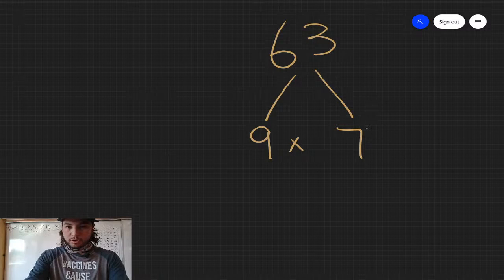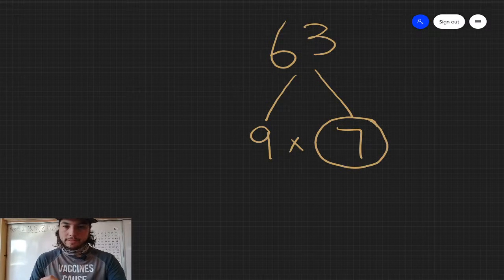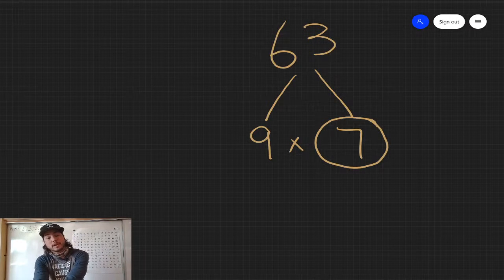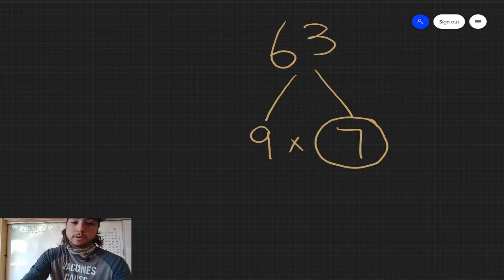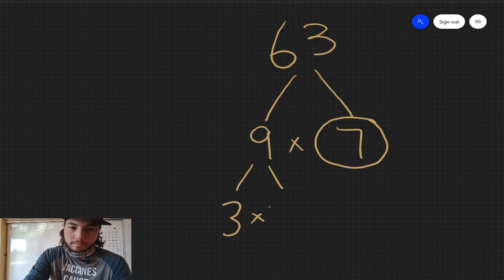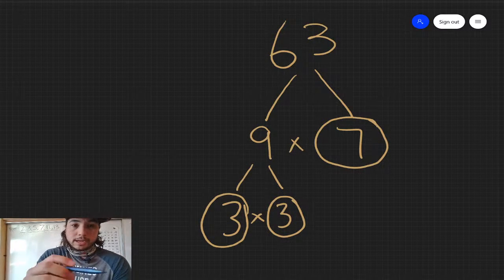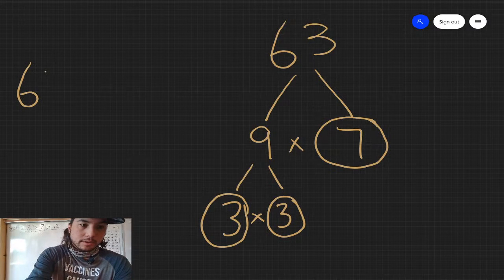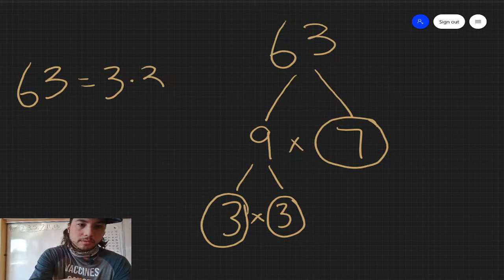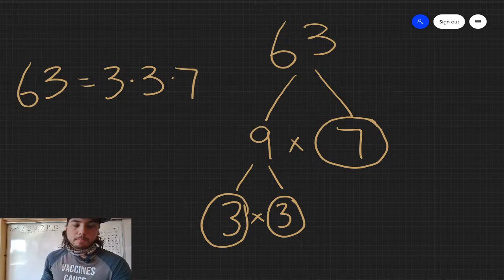Well, 7 is prime, so we can circle that. And that branch, is 9 prime or composite? 9 is quite composite. We've got a factor there. Remember, we've got 3 times 3. And our 3's are both prime. We've got all prime numbers now, so we can rewrite it as 63 equals 3 times 3 times 7.